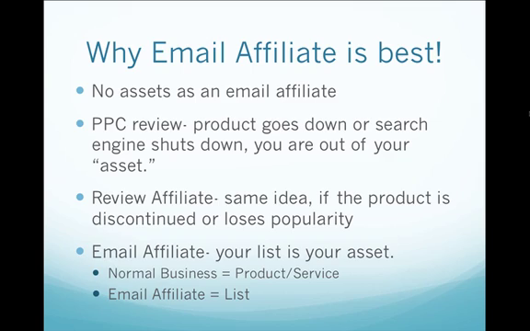You have your email list. You have a database of people's emails. Google can shut you down tomorrow, change their algorithms, stop their PPC. But guess what you still have? You still have your email list. See, this is what I talk about when I say an asset. Your list is your asset. In a normal business, an offline business, your customers, your products or your service, those are your assets. As an email affiliate, a list is your asset.